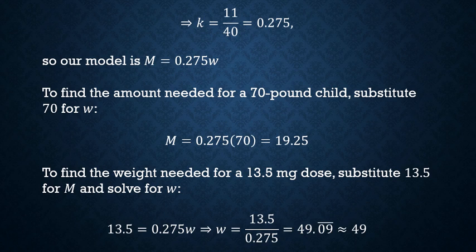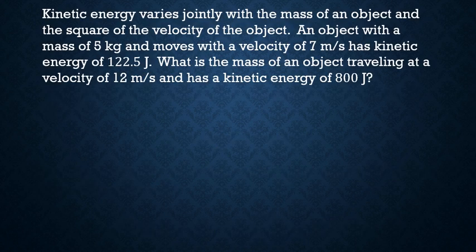13.5 divided by 0.275 is 49.090909, which is approximately 49 pounds. So there we go. This is our first sample here where we solve a variation problem using a variation model. We'll do one more here.